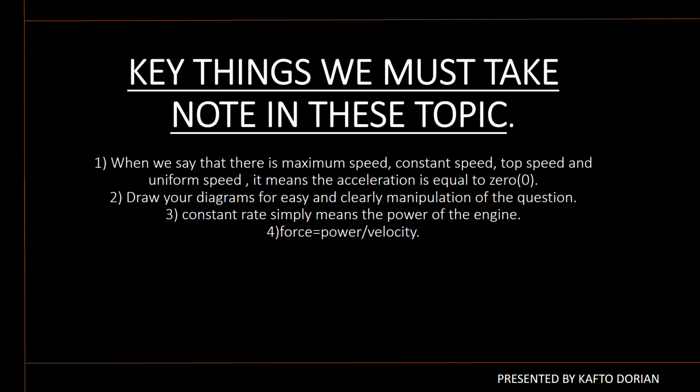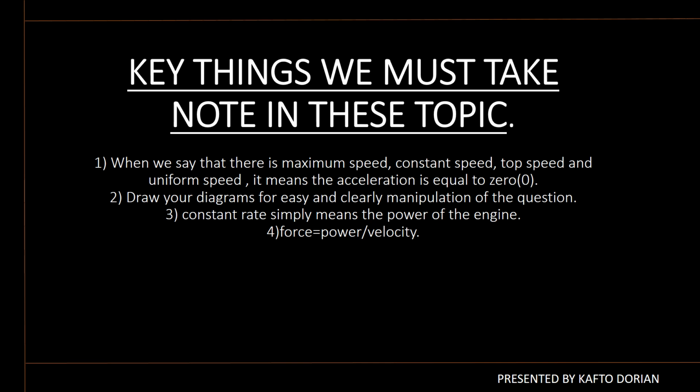So for the third one, the constant rate supplied means the power of the engine. So when you see in the question that constant rate, it means that there's power occurring in the system. So constant rate simply means the power of the engine. So the force is always given by power and velocity. Why? Because power is work on time. Work is force times distance, divided by time is the power. So the distance on time there is velocity. So power is equal to force times velocity. We want force, so divide all through by velocity.